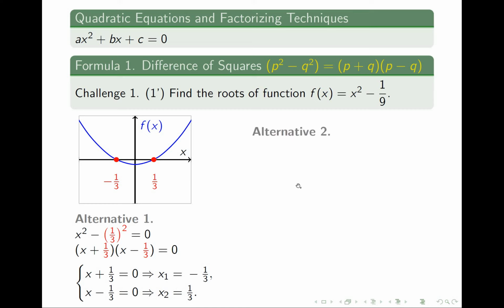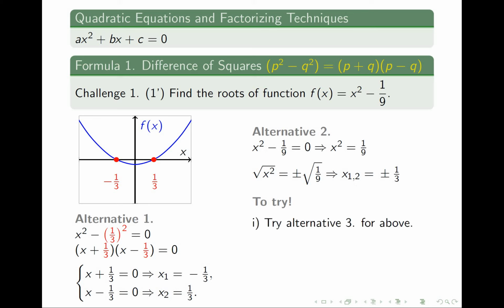And again, the second alternative, we can add 1 divided by 9 to both sides, and then if we take the square root of both sides, we get the square root of x squared equals plus minus the square root of 1 divided by 9, which gives us 2 roots, and they are plus minus 1/3. So can you try and find alternative 3 for the above solution using the formula we went through?